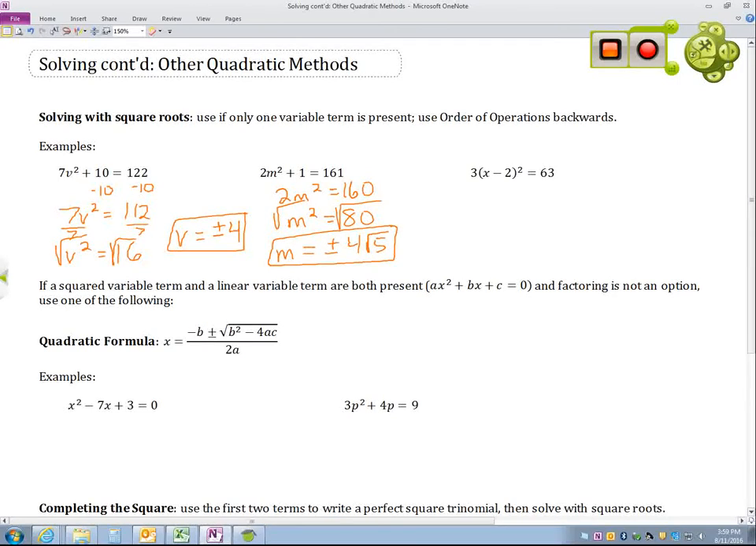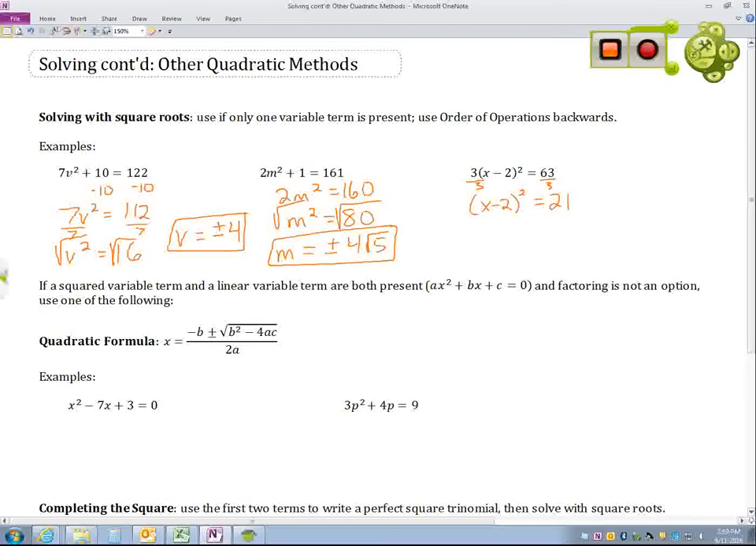Okay? For this next one, I do have subtraction, but it is inside the parentheses, which means it's inside the grouping symbol, and that bumps it to the end of the order of operations backwards instead of the beginning. Okay, so in other words, it's at the top. So the first thing I want to do then is divide both sides by 3. I cannot distribute the 3 into the x minus 2 squared. Okay, don't try to do that. Divide both sides by 3, we get x minus 2 squared equals 21.